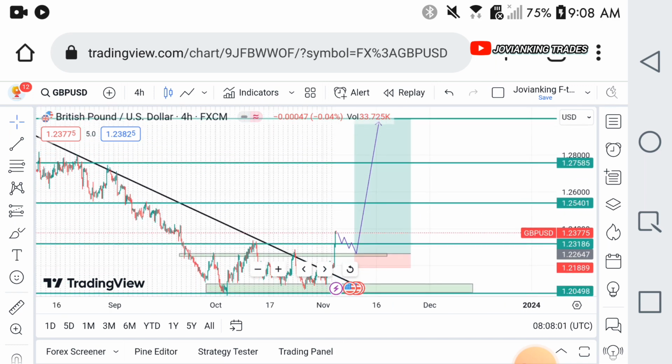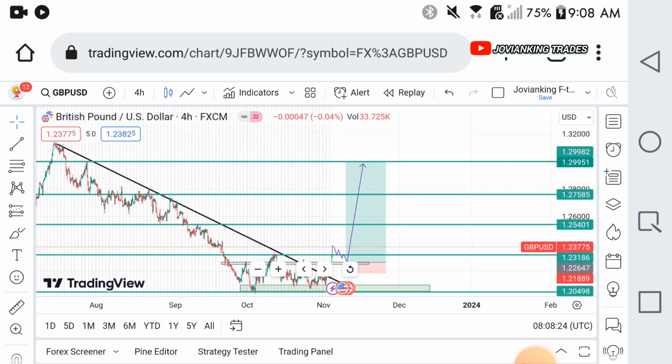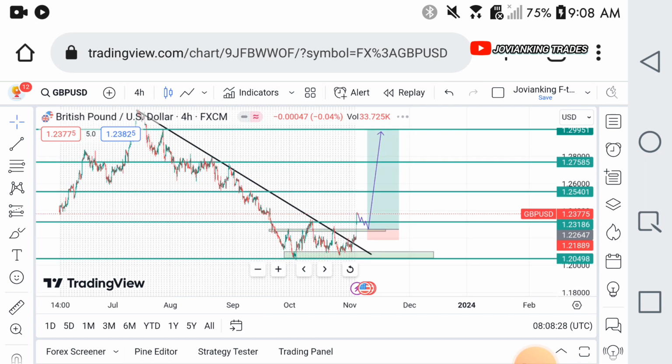Then for this trade, once you enter and market breaks this first 1.23200, know that market is heading towards 1.25400. From there, market will be heading to 1.27500. Then the final take profit is 1.3000. That's where my projection is, and this is a good swing trade, so don't miss out on GBPUSD.